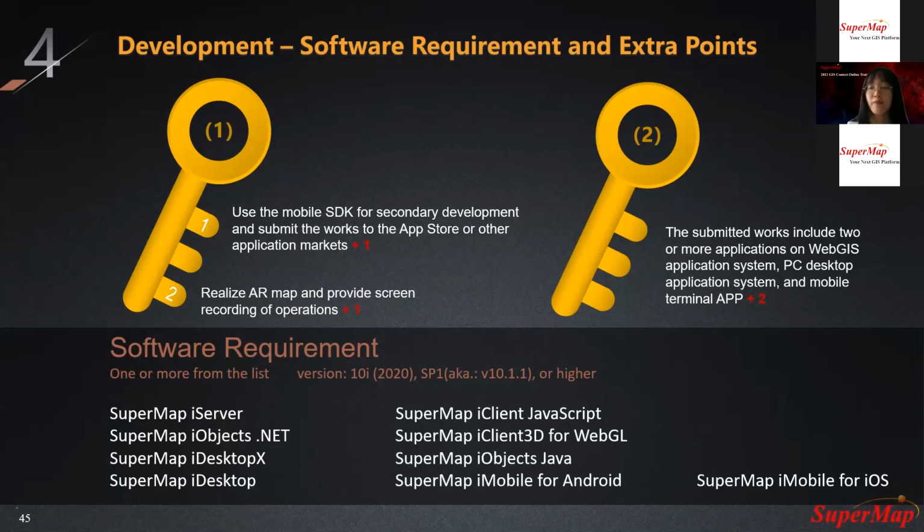The second way to earn extra points is to submit your work in two application systems, which means you'd better make your system work both on web browser and also on cell phone applications. And later on we will have an example for this one.